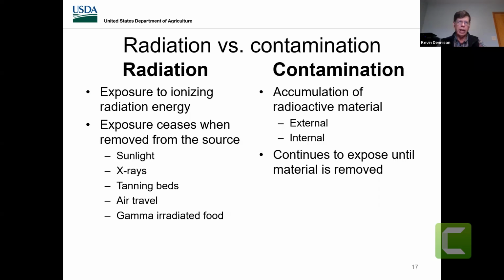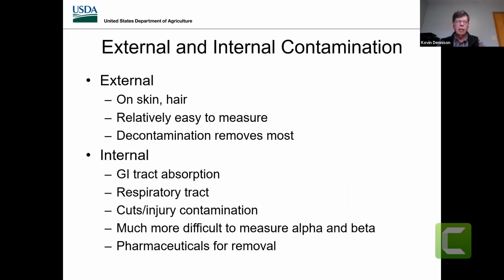Contamination is when you get radioactive material deposited on the outside, either on your skin or your clothes, or internally if you inhale or ingest it. And until it's removed from on top of your body or from within your body, you continue to receive exposure. So it's very important to think in terms of radiation versus contamination. External contamination, skin and hair, is relatively easy to measure, and decontamination removes most, although some radionuclides really like to stick to hair.